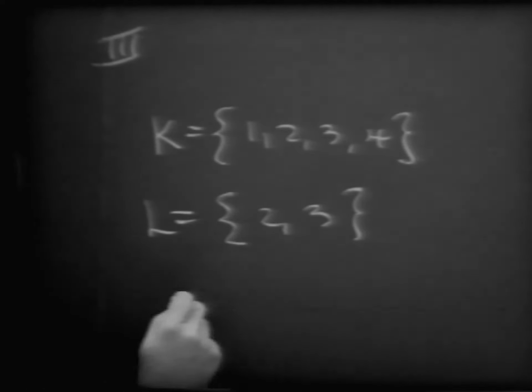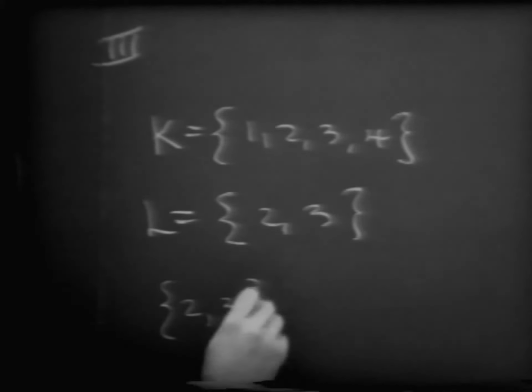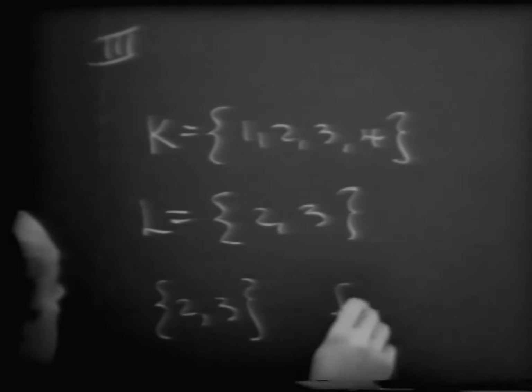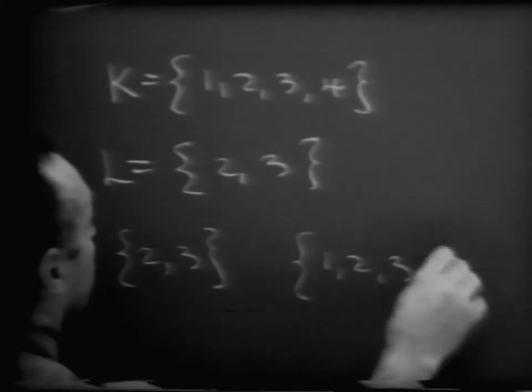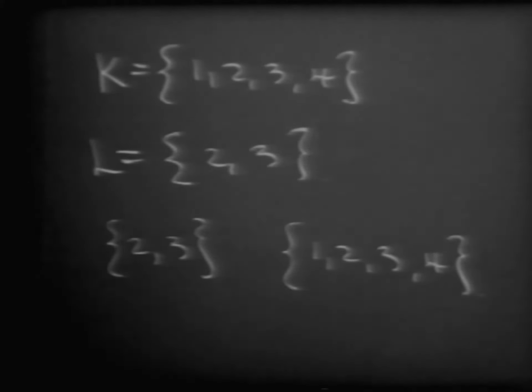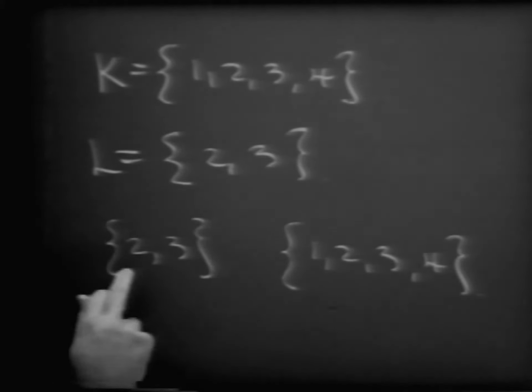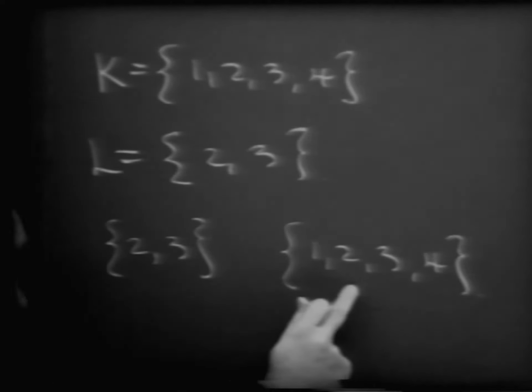All right. And I think if I were to write this set 2, 3, and if I were to write the other set 1, 2, 3, 4 in this fashion, there's a symbol that we introduce that tells us that every element in this set is contained in this set.